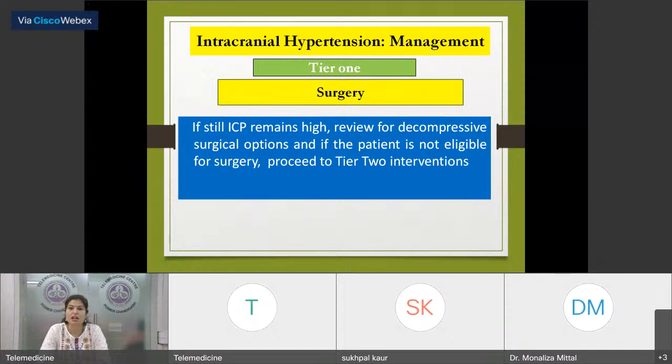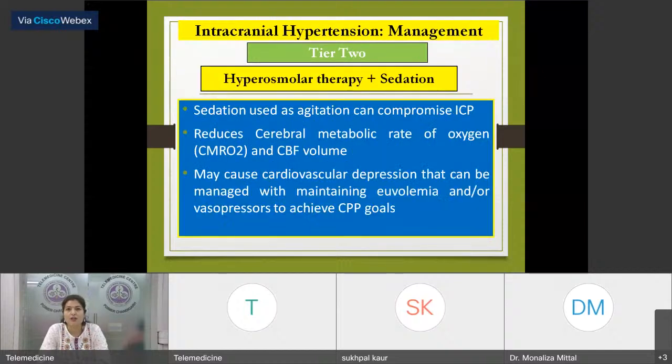If we have tried everything and still the ICP is not maintained, we can go directly for surgical management. And sometimes the patient is not eligible for surgery, then we can go for tier 2. For tier 2, we have to use the strategies in combination. Strategies in combination means now we use tier 0, tier 1 plus tier 2.